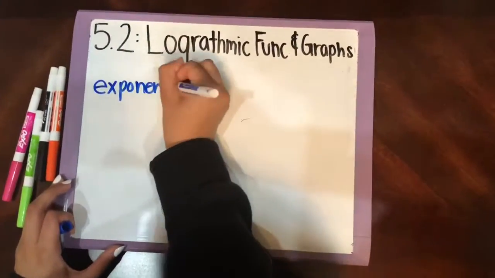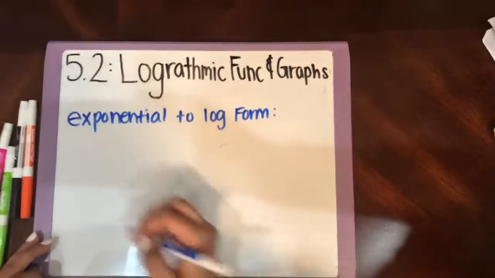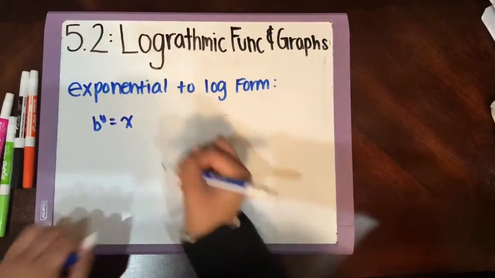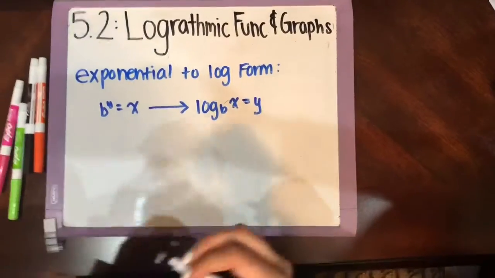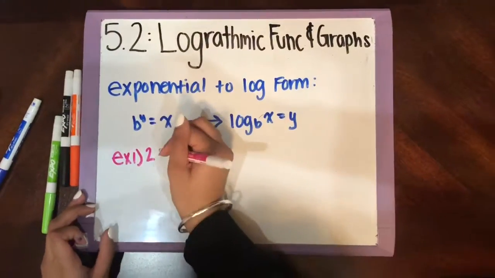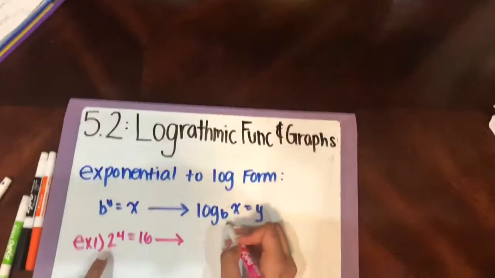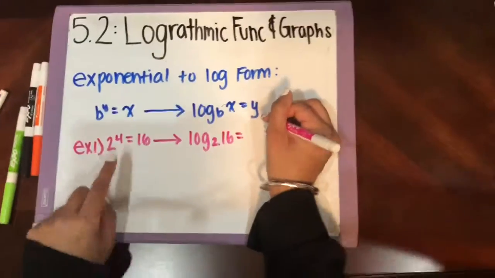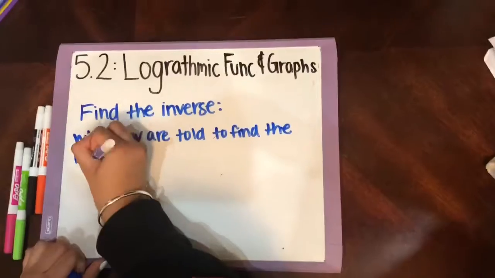So now let's look at exponential to log form. The form for exponential is b to the power of y is equal to x. And that is equivalent to the log form, which is log base b of x is equal to y. For example, if you take the form 2 to the power of 4 is equal to 16, when converting it, you look for the base, in this case it's 2. So you do log base 2, then you find the x, which is 16, then equal that to 4, which is the y.